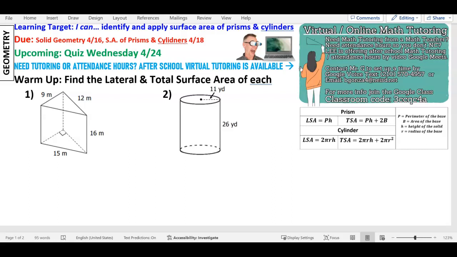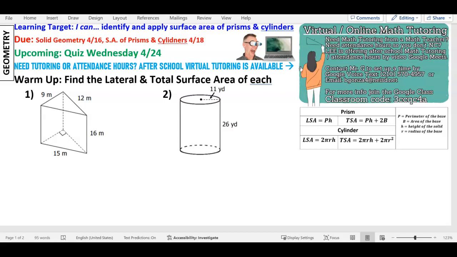What else? So yesterday we learned about surface area. Now look, there's a lateral surface area and a total surface area. So if you look off to the right here, I have the formulas. Do you see how it says LSA and TSA? What does LSA stand for? Lateral surface area. What does TSA stand for? Total surface area. What's the difference?